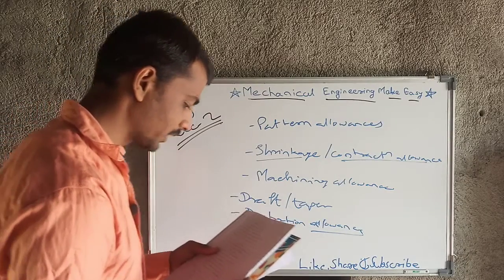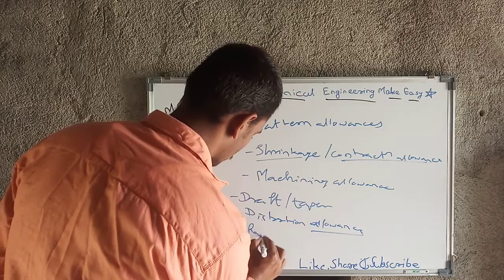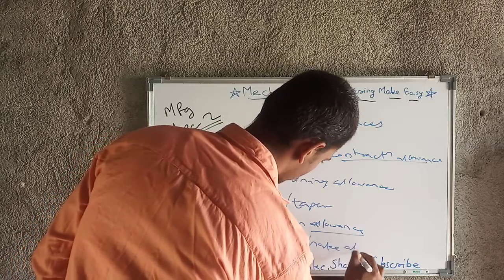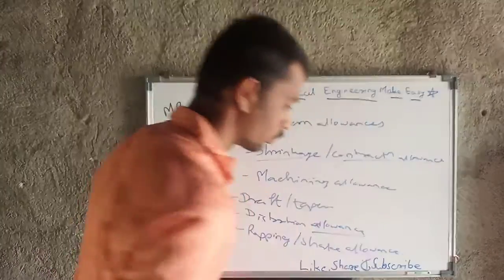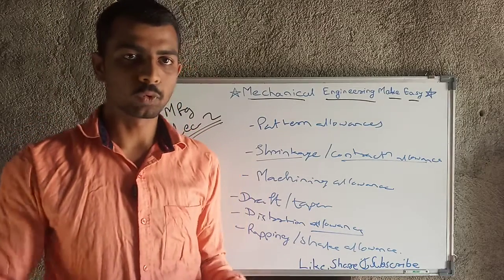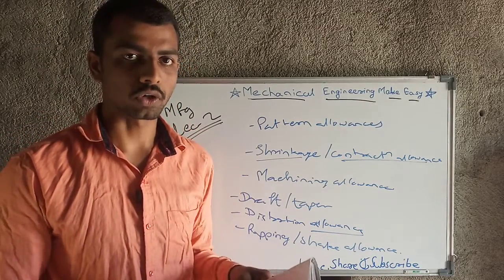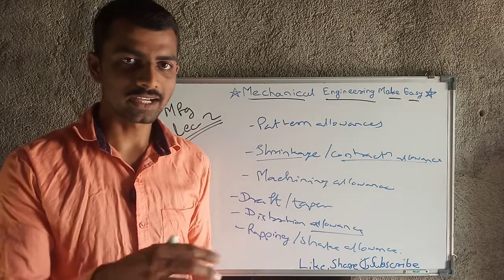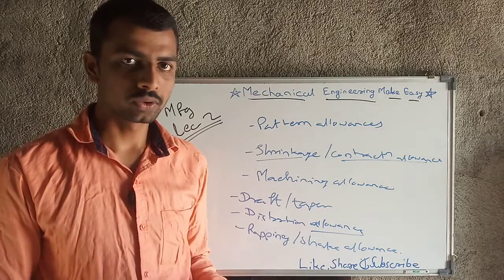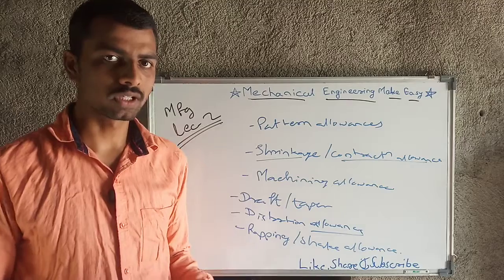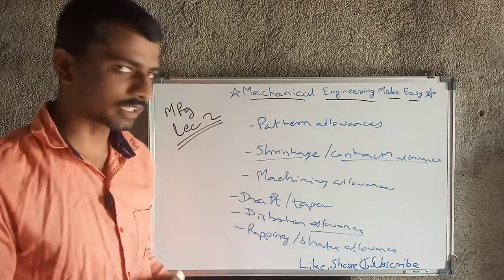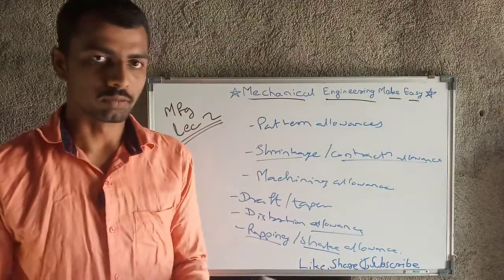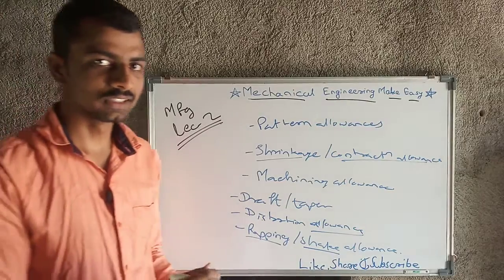And after that, wrapping or shake allowance. What happens is, while removing the casting we have to shake the mold box. Why do we have to shake it? Because of easy removal of the casting, and the sand will be broken down, the mold cavity will be broken down, and we can remove the casting easily. For that we have to shake the mold box.